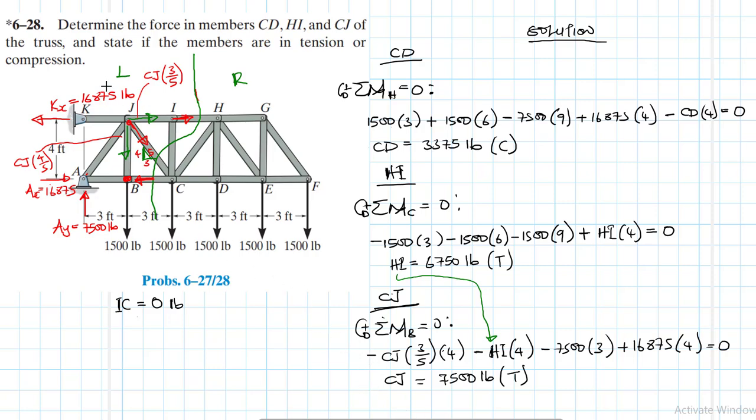So I guess we are done, and let me just circle these solutions. So we have CD here. Let me use red. We have CD there, we have HI there, and we have CJ there.